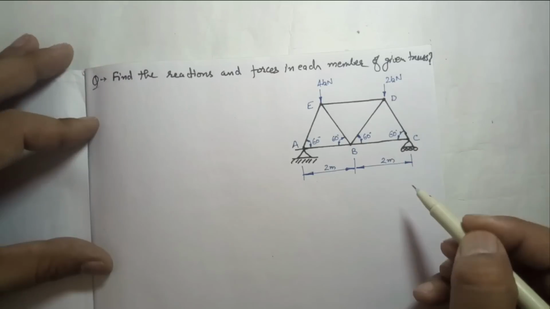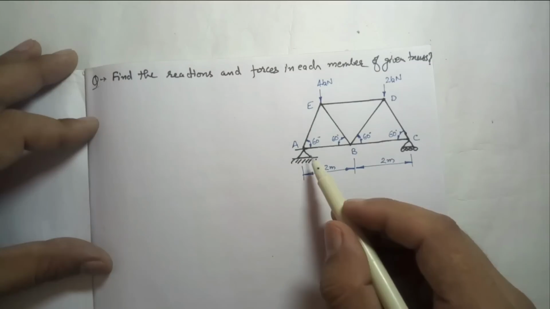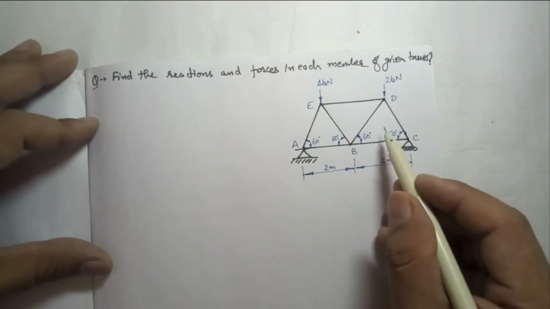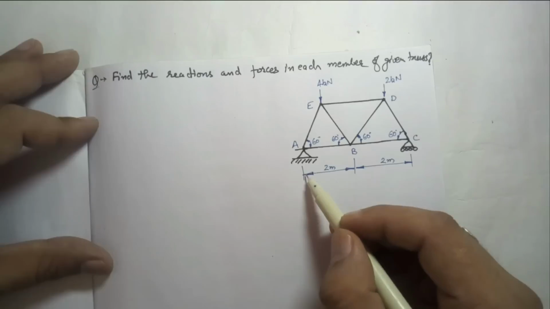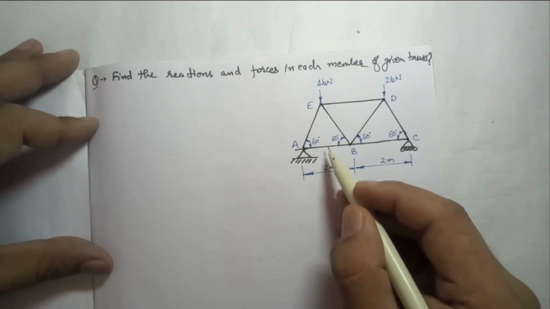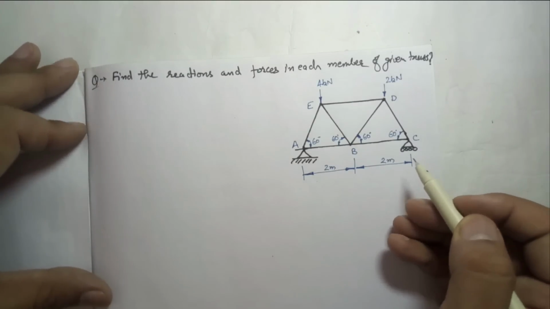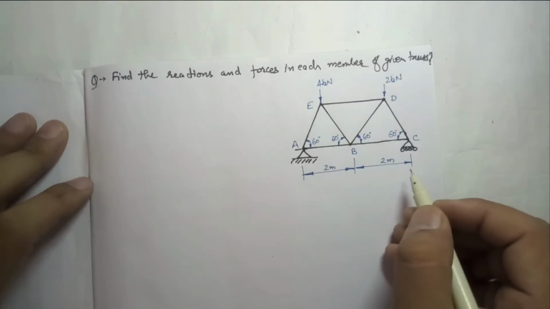I have told you, whenever we have to solve this type of question, we follow the same steps. First, we will find out the length of members. Second, we have to find out the reactions. Third, we will take all the joints separately, assume the direction of forces, and then find the actual force value by taking the equilibrium condition. So we will follow the same.